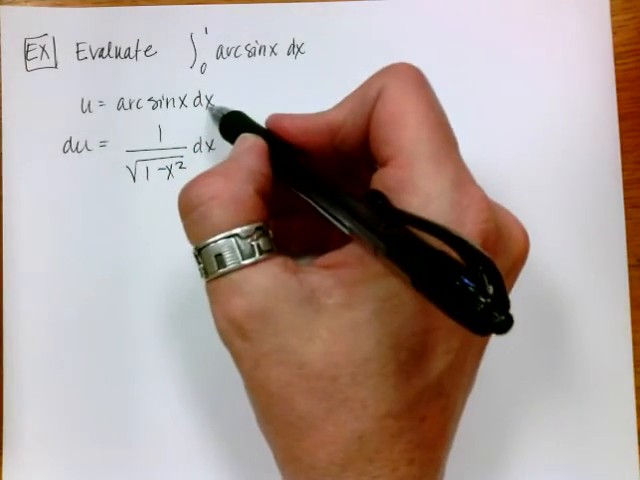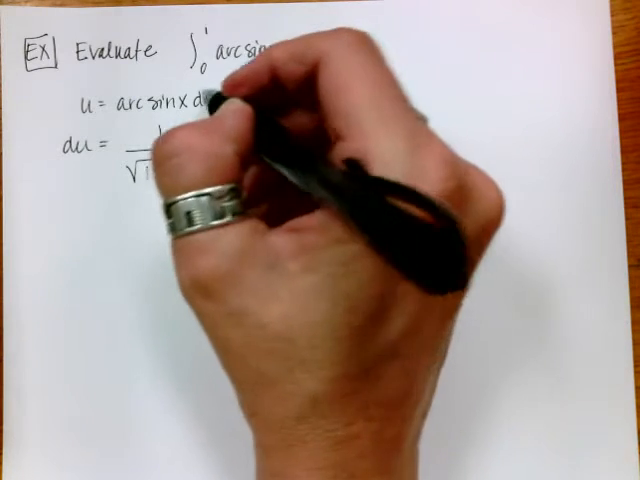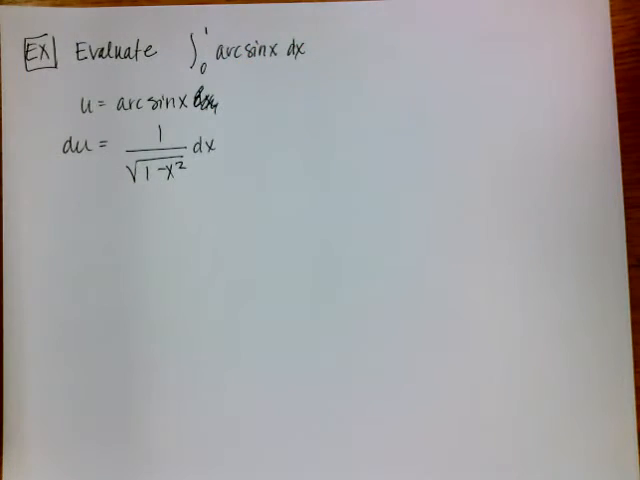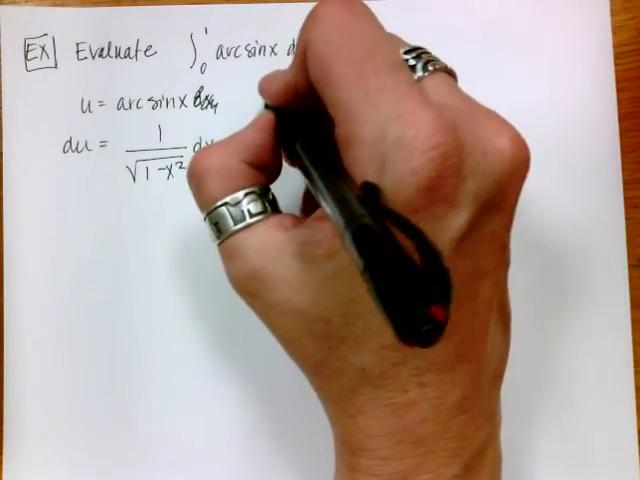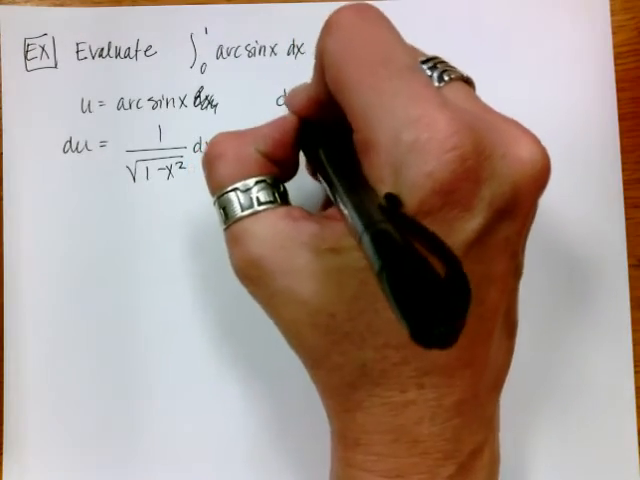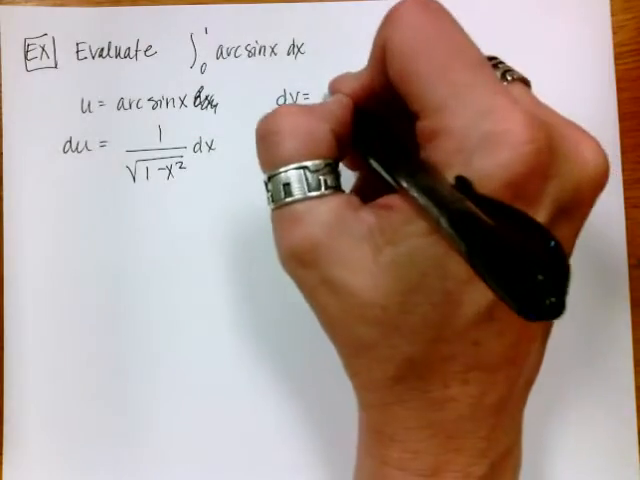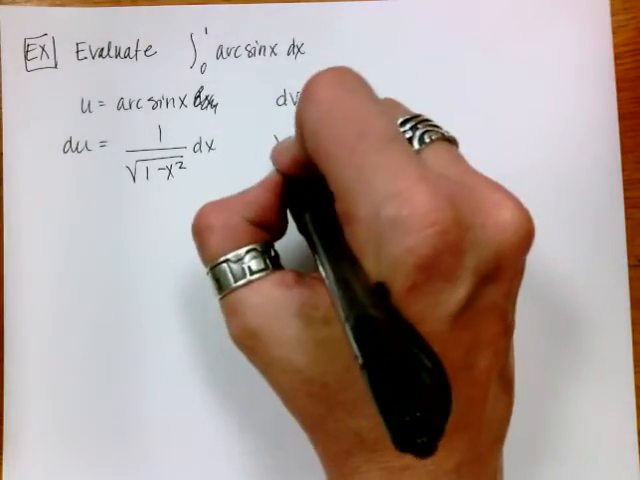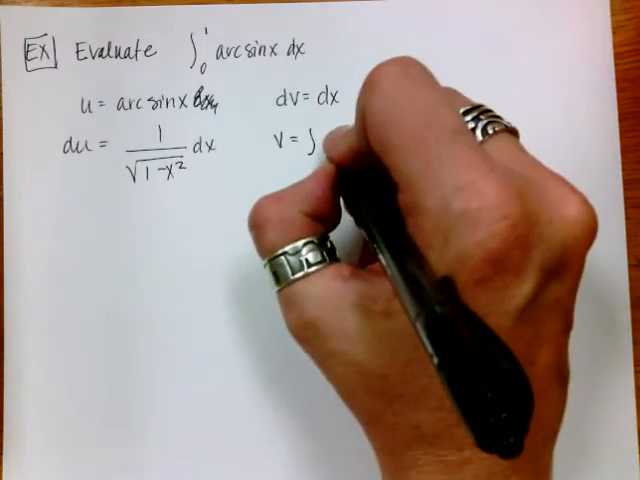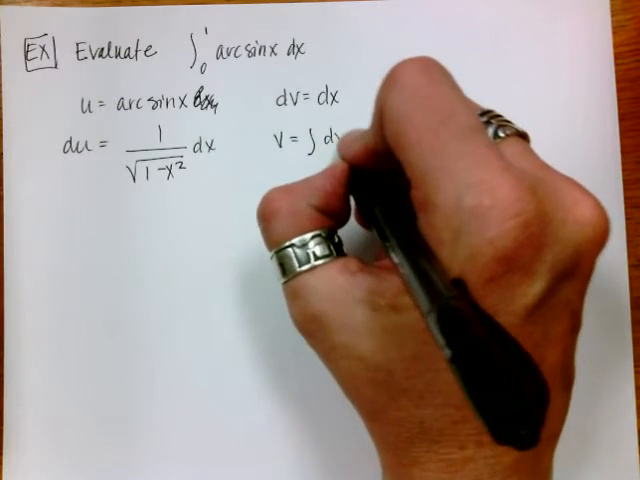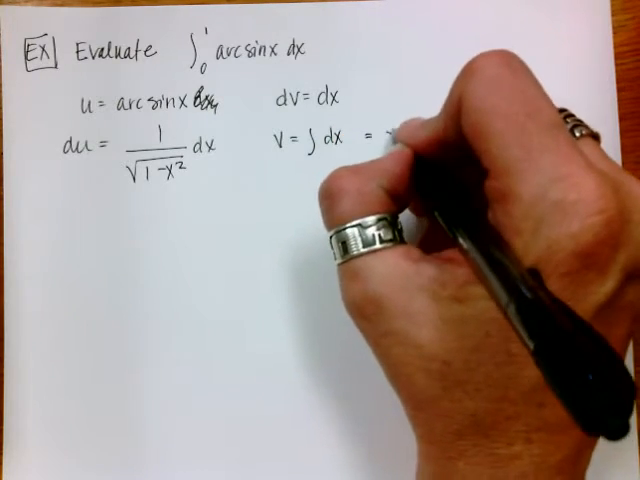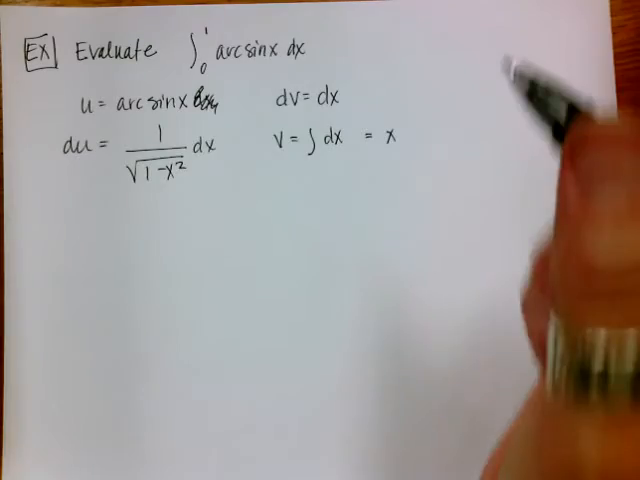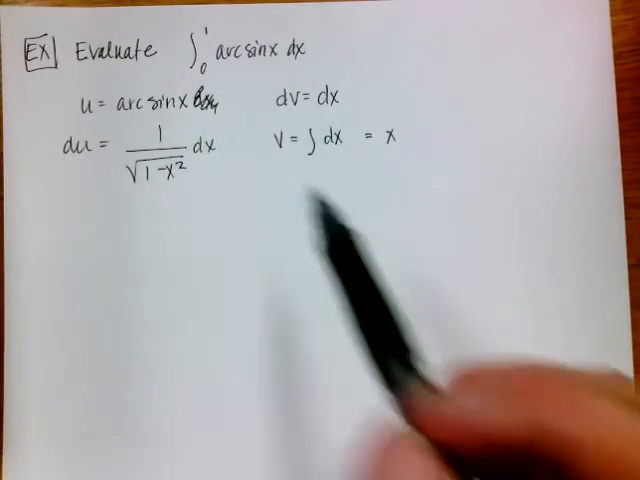So u is my arc sine of x. I know this is a little bit weird, but my dv is going to equal everything else, which is dx. So my v is the integral of dx, which is going to equal x. So now I have my u, my v, du, dv.